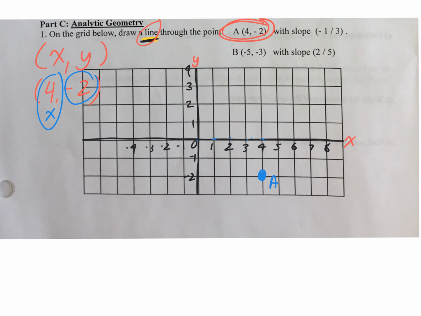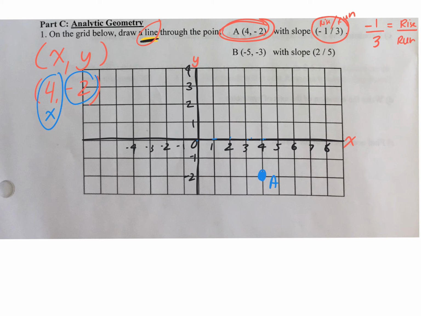From that point, it says it has a slope. Let's write it like this. Negative 1 over 3. Slope is equal to what over what? Rise over run. Rise over run. It has a slope of negative 1 over 3.